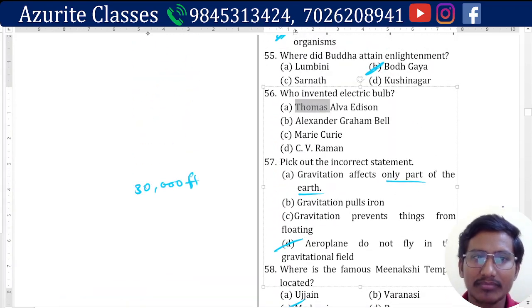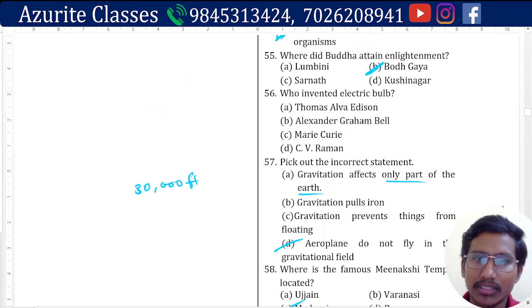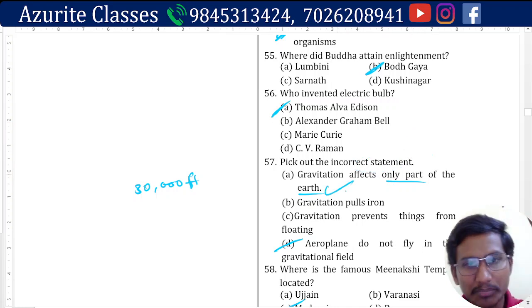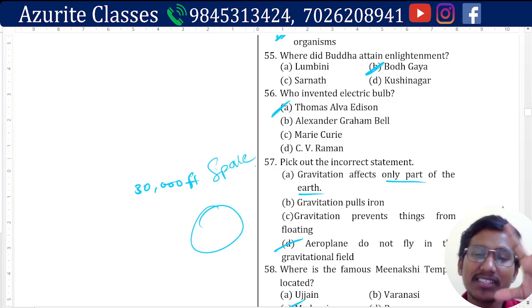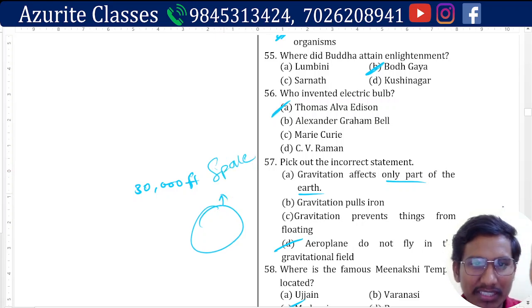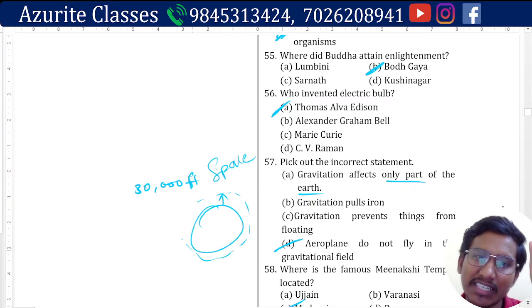Next, the incorrect statement is which? Gravitation affects only part of the earth. Yes. In the outer space, if this is the earth, this is the space. In the outer space, after some distance, it will affect a small distance. After that, it will not affect. So in space, there is no gravity.